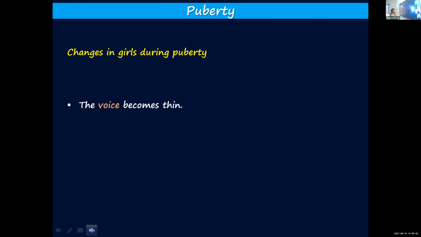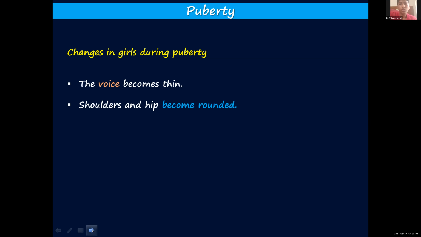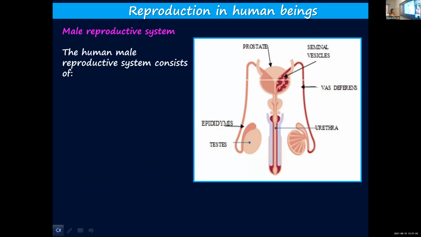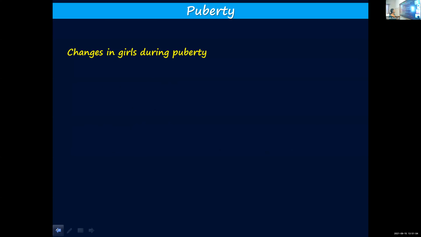And in girls, the voice becomes thin, they develop a more feminine voice. The hips and shoulders will become rounded, giving them a feminine shape. Then enlargement of breast, and hair grows under the armpit and in the pubic region, just like in the case of boys. So once again, we will see the points.